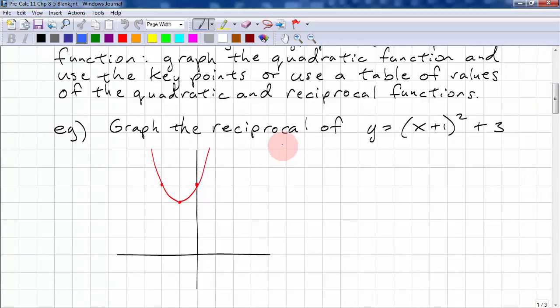Our first example is graph the reciprocal of y equals (x plus 1) all squared plus 3. This is in standard form. Our vertex is negative 1, 3. So it's easy to plot this. A is equal to 1, so we do the standard 1, 3, 5, etc. So our vertex is our only key point.